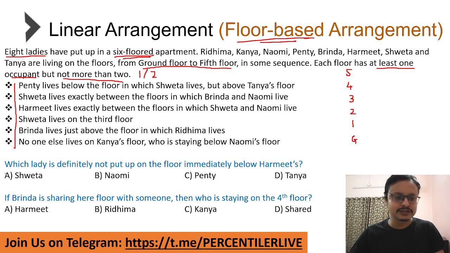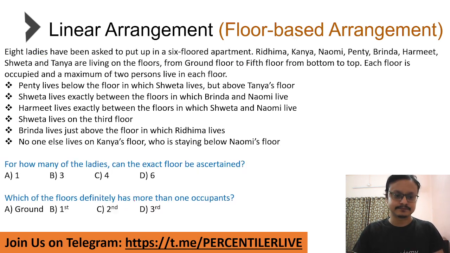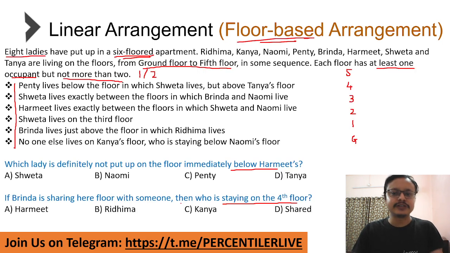So the questions in the set are as follows. There are 4 questions. The first: which lady is definitely not put up on the floor immediately below Harmeet? The second question is who's staying on the 4th floor if Brinda is sharing a floor with someone. The third question is for how many of the ladies can the exact floor be ascertained, and the 4th one is which of the floors definitely has more than 1 occupant. So these are the 4 questions in the set.